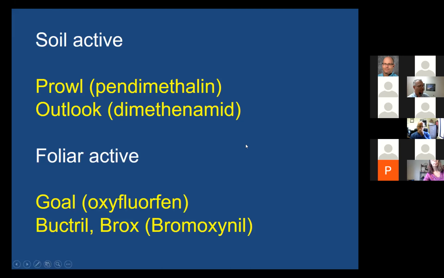So we were looking at two types of herbicide, the soil active ones like Prowl and Outlook, and then the foliar active ones like Goal and Bucktrill. So we planted these native plants, a bunch of different species, in the fall, and then came back in the spring. And after they had emerged, we started applying the different herbicide treatments and then observed visual damage, and then later got seed yield.